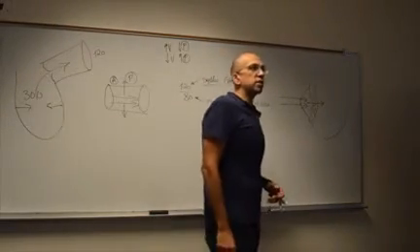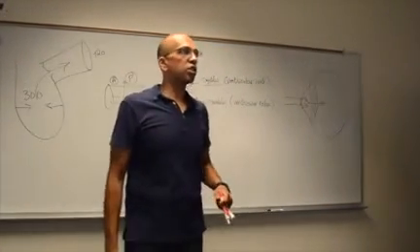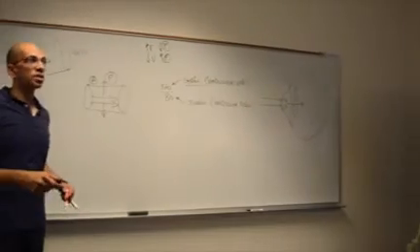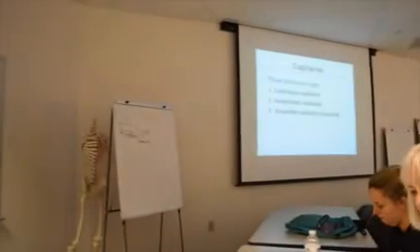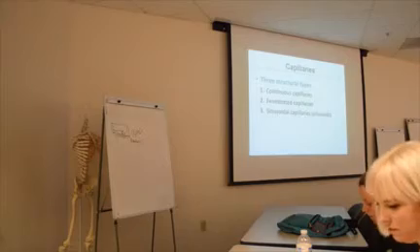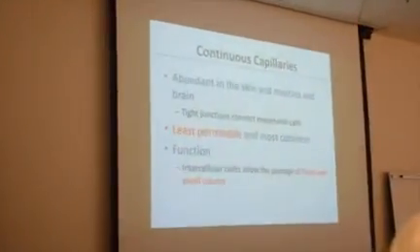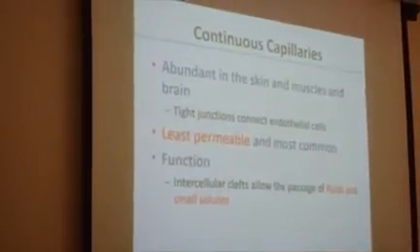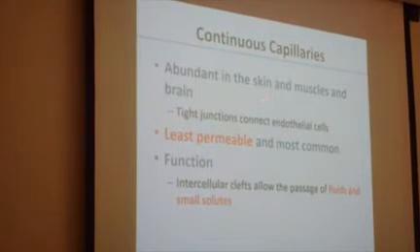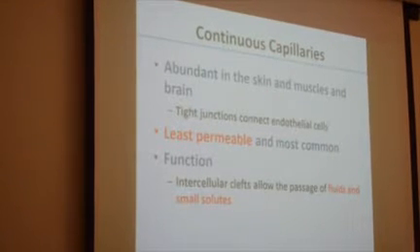Alright, moving on to the capillaries. Capillaries are divided according to their structure into three major types: continuous capillaries, fenestrated capillaries, and sinusoidal capillaries. The first type, continuous, is the most abundant and the least permeable. It's located in your brain, skin, and muscles, and between the cells that form my continuous capillaries, I will have tight junctions.